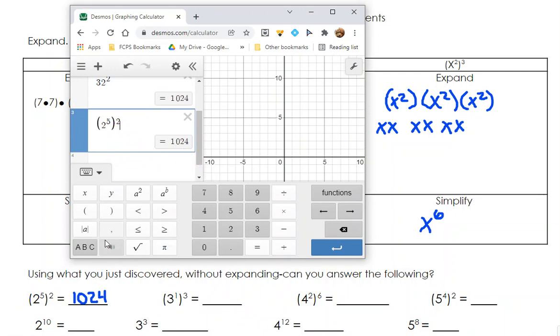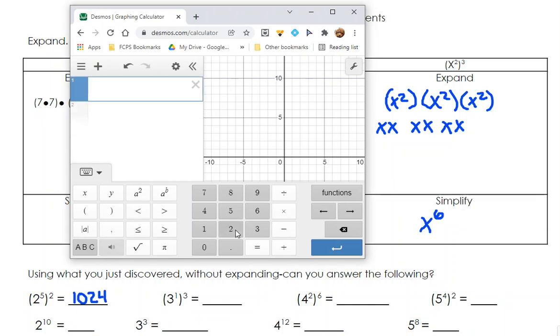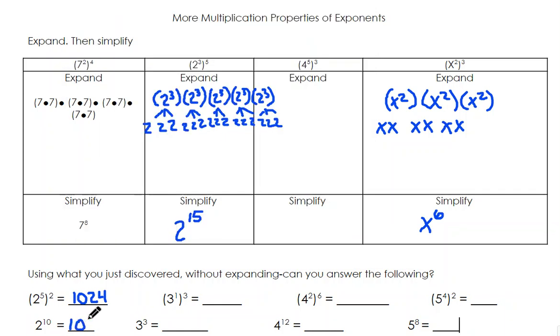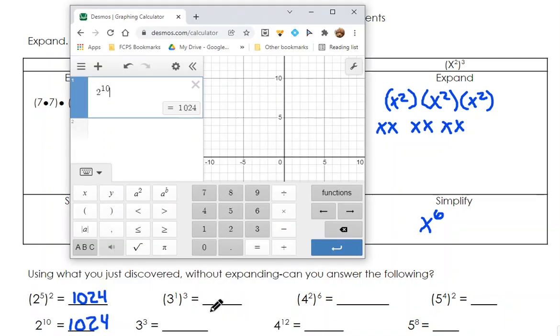Same answer, right? Okay, what about 2 to the 10th power? What does that give me? Let's type that in. 2 to the 10th power gives me the same answer, 1,024. Huh. Well, that's interesting. All right. So let's see this one.